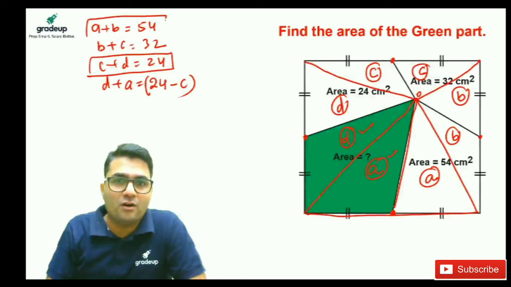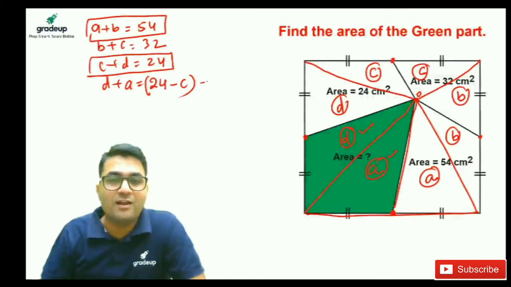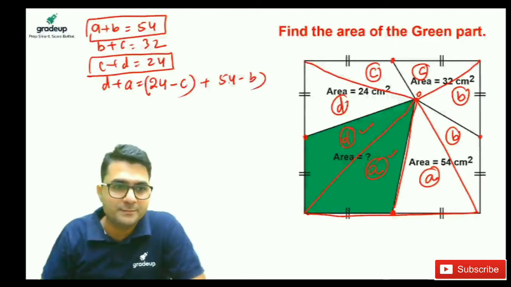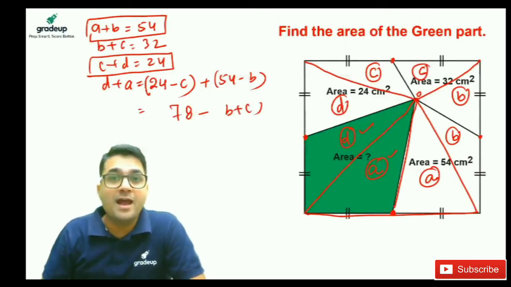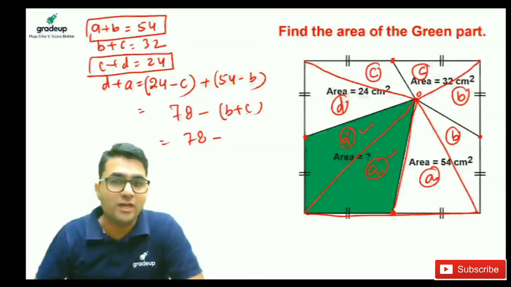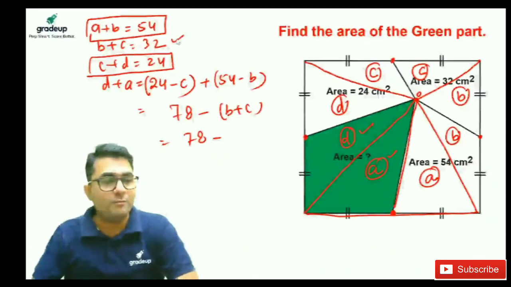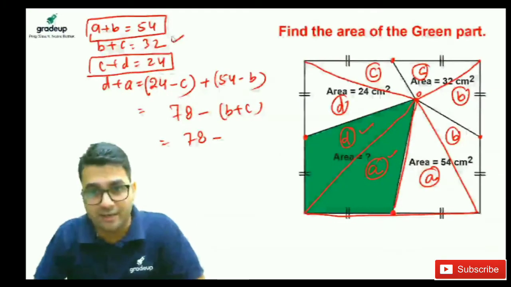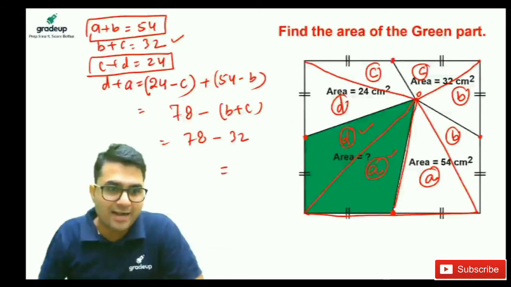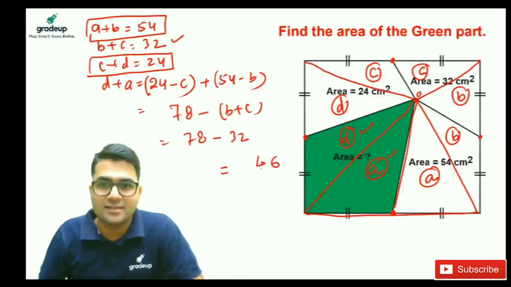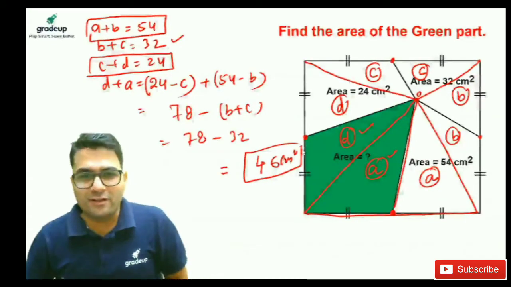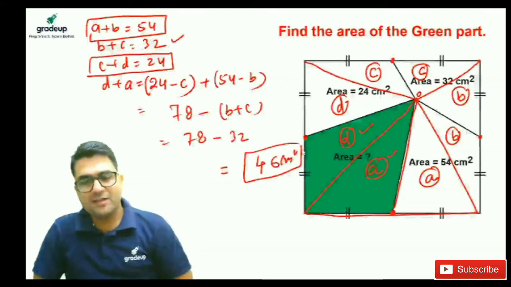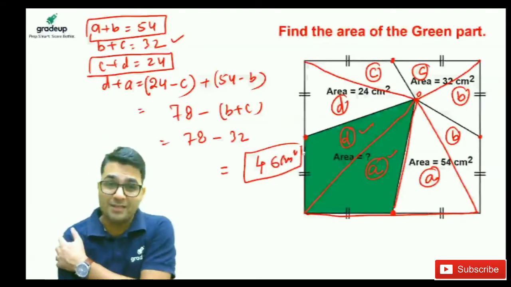And I am putting the value of A from this equation. Value of A is 54 minus B. Right? Now, we get 78 minus B plus C. And we know the value of B plus C is nothing but 32 here. Just subtract this and find your answer. This is the required area. So this is a very beautiful question, guys. You can say this is important for your SSC mains also.